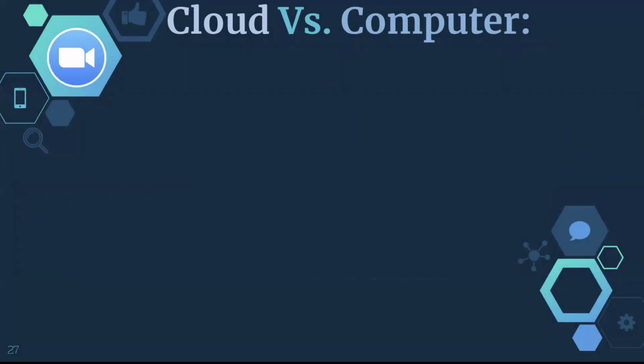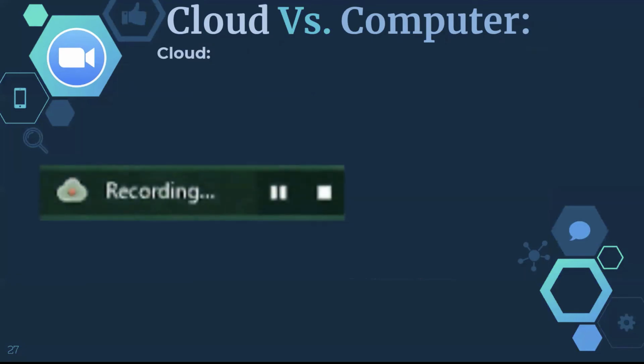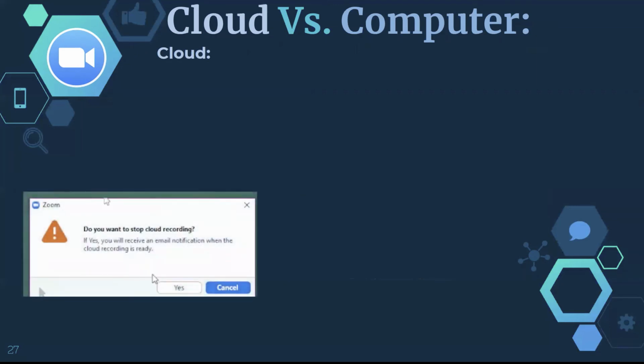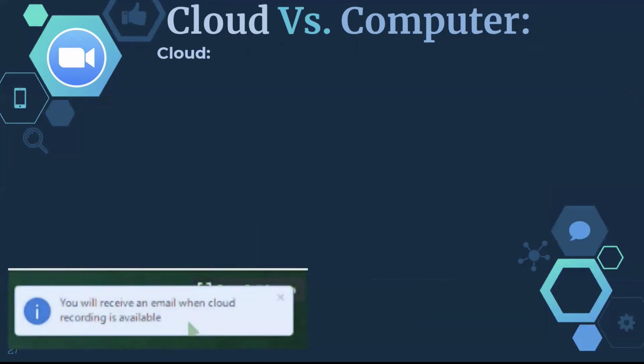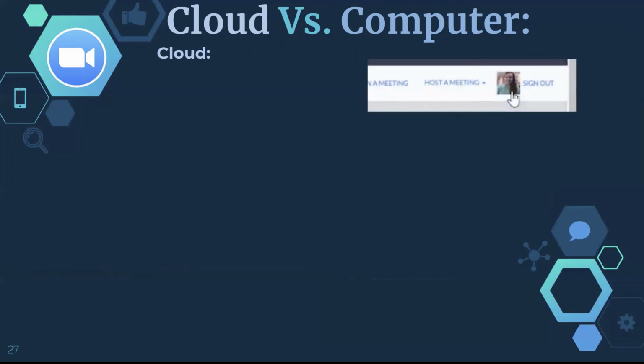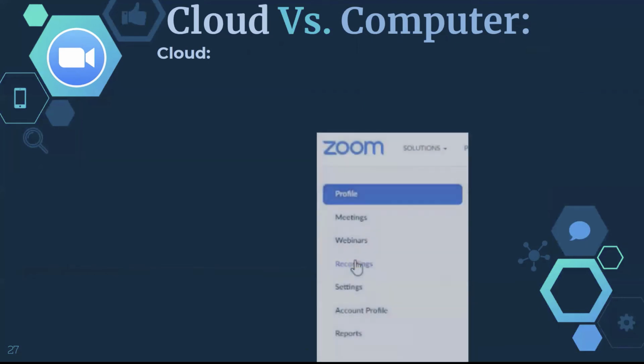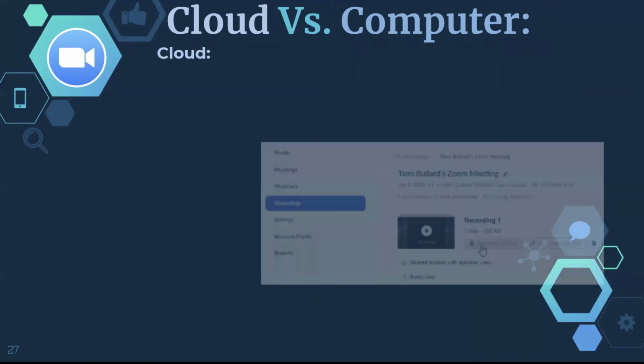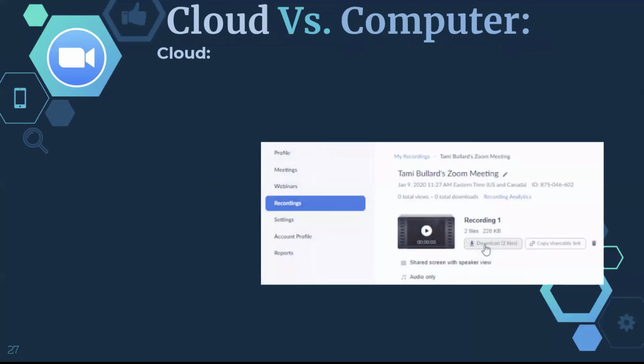So, cloud versus computer. If you record to the cloud, this is what appears in the upper corner. It's a nice little cloud telling you you're recording this meeting. Once you stop, it asks you, are you sure you want to stop? You can select yes. And it will let you know that it will send you an email when the cloud recording is available. The cloud recording will go to your account. So you go to your account, to your recordings, and it'll show up as, here's your recording.